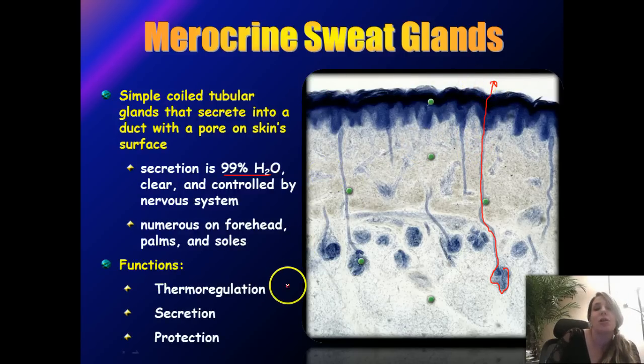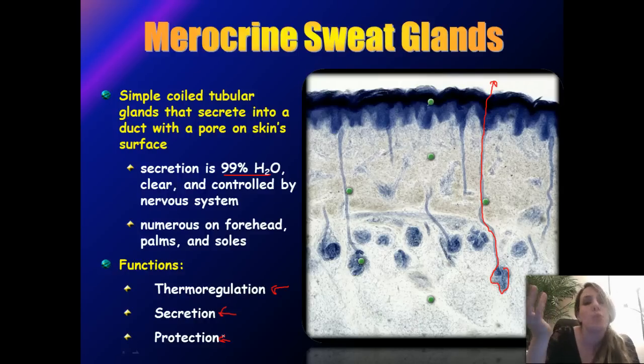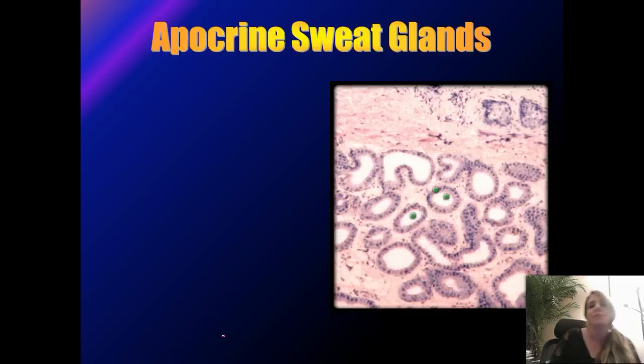So function of the merocrine glands: thermoregulation, regulate your temperature. Secretion, secrete the sweat for thermoregulation. And protection. Sweat actually does have a protective function. The pH is such and the viscosity is such that it actually will help prevent bacteria and other pathogens from getting in the body. So it kind of has an immune function in that sense as well.